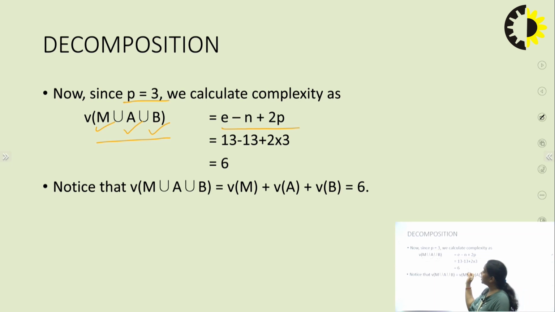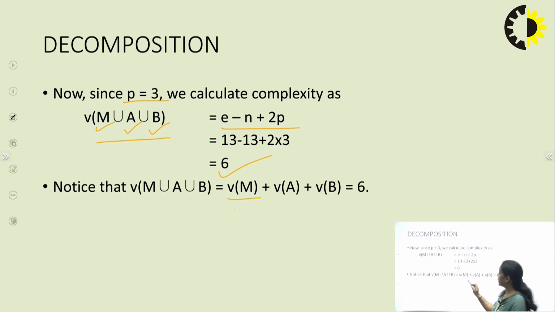If we are doing the what? We are just making the union of all the complexity, do it with the union and calculate as this. Either you notice like this, or you may also perform the calculation. We can do the calculation of the cyclomatic complexity of M, then for A, then for B.